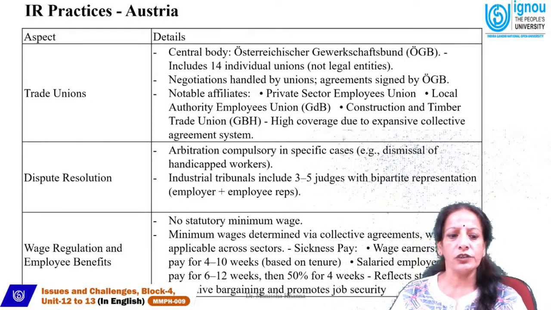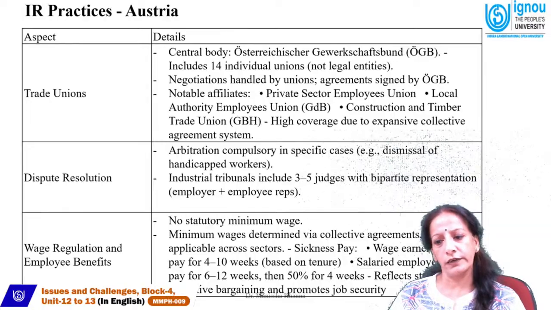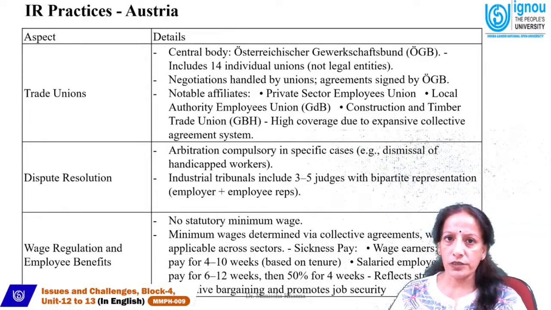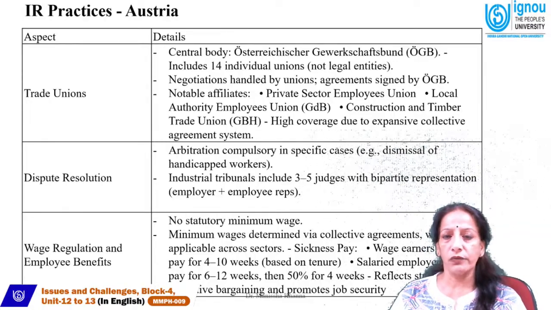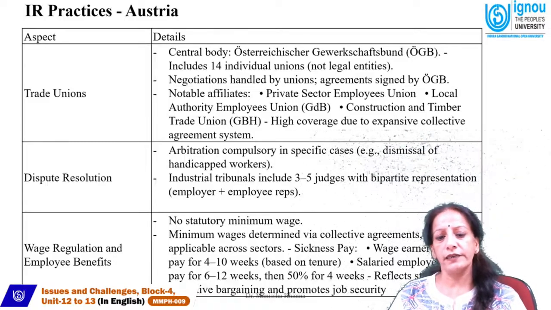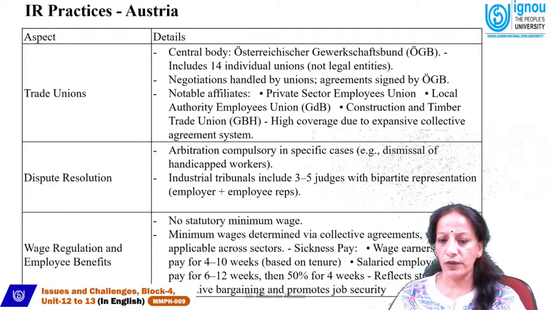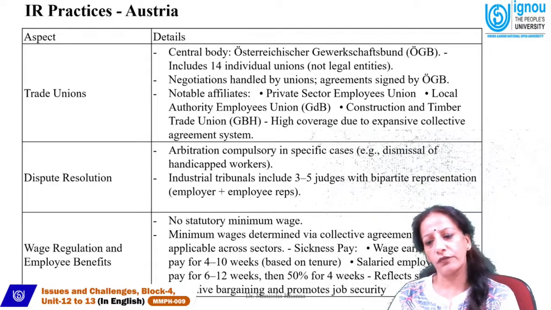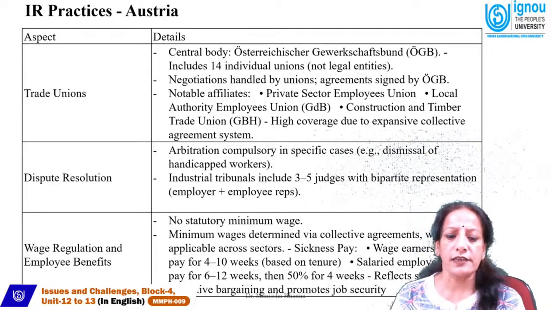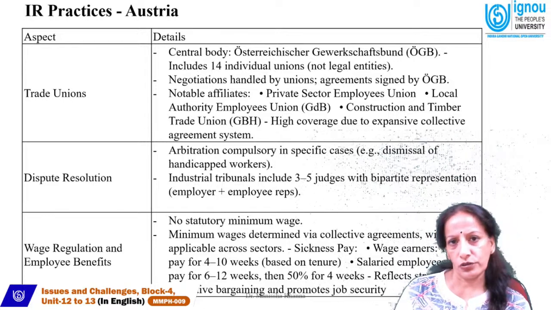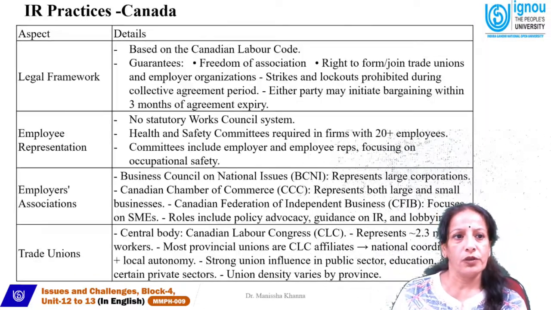On wage regulation and employee benefits, there is no standard minimum wage. Minimum wages are determined by collective agreements across the sectors. Sickness pay: wage earners get 100% pay for 4 to 10 weeks, salaried employees for 6 to 12 weeks, then 50% for 4 weeks. So it reflects the strength of collective bargaining and promotes job security overall.